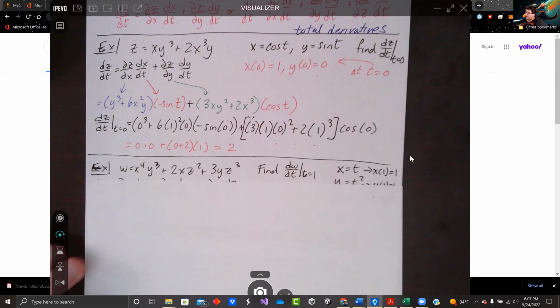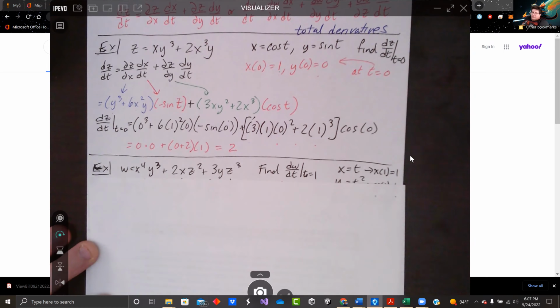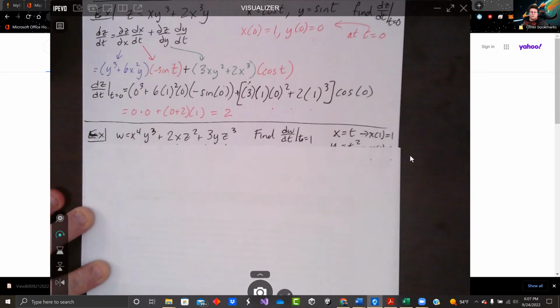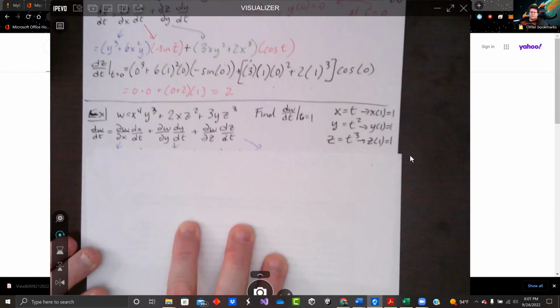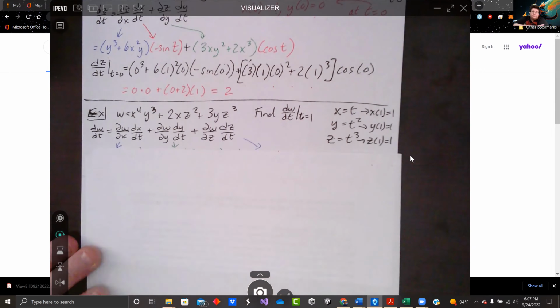Another example. Let's kick it up a notch. We're going to have w as a function of x, y, and z. w is x to the 4th power times y cubed plus 2x times z squared plus 3y times z cubed. And we want to find the total derivative of w with respect to t when t equals 1. We are going to parameterize x, y, and z as x equals t, y equals t squared, and z equals t cubed.